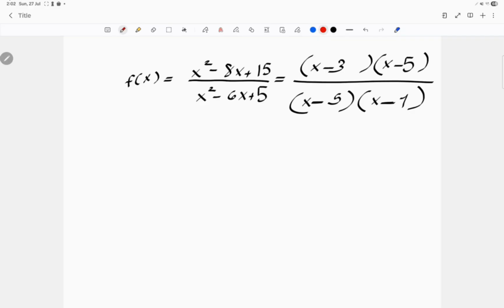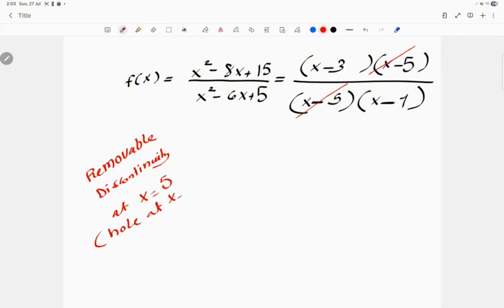Now it's time to cancel x minus 5 with x minus 5. If you canceled it, you removed it. Correct? We removed it at x equals how much? Exactly. That means you will have a hole when x equals 5. There's going to be a hole at x equals 5. Okay?